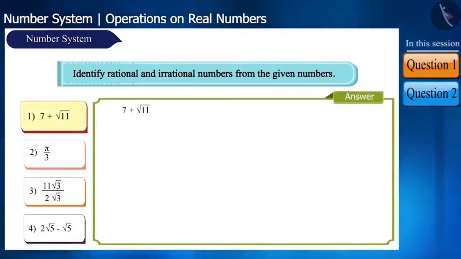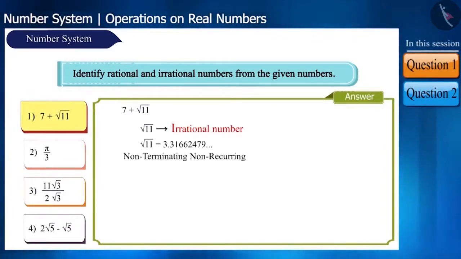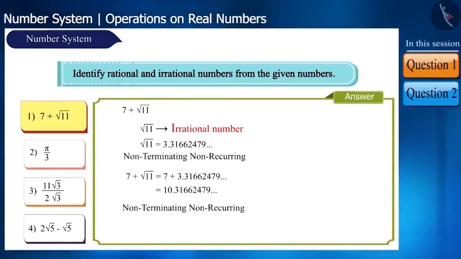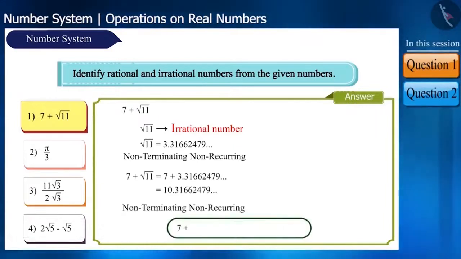Friends, in the first number, root of 11 is an irrational number. Its decimal expansion is non-terminating, non-recurring. Even if we add 7 to it, its decimal expansion will be non-terminating, non-recurring. So it is an irrational number.